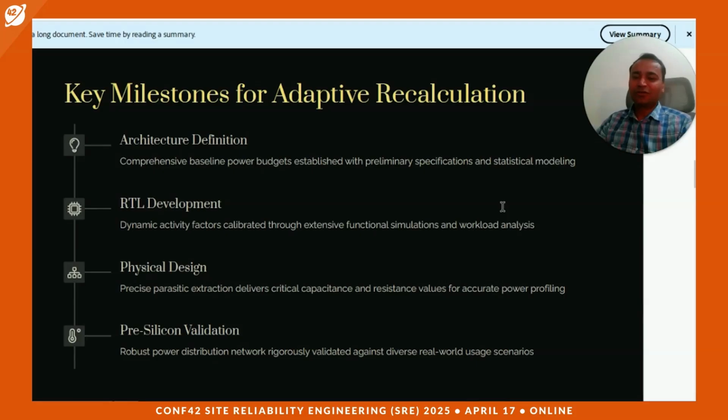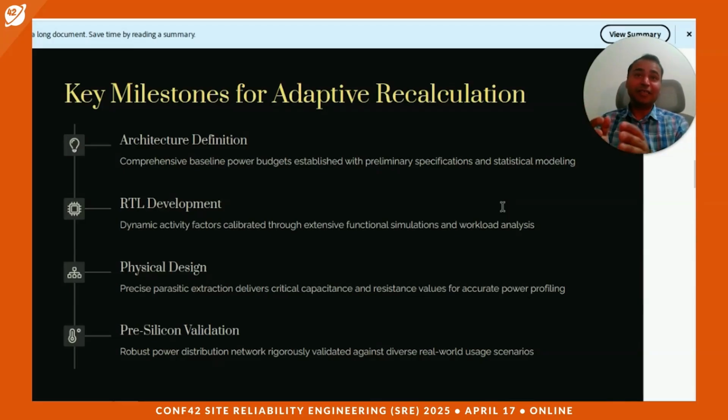Now, key milestones for adaptive recalculation. As I mentioned, based on the architecture definition, that is the baseline power budget where we have a specification, and we can use statistical modeling. We can do this through RTL development. When we know this is the RTL and this is the activity, we can do simulation at that time and do all the power analysis based on the workload analysis and available RTL.